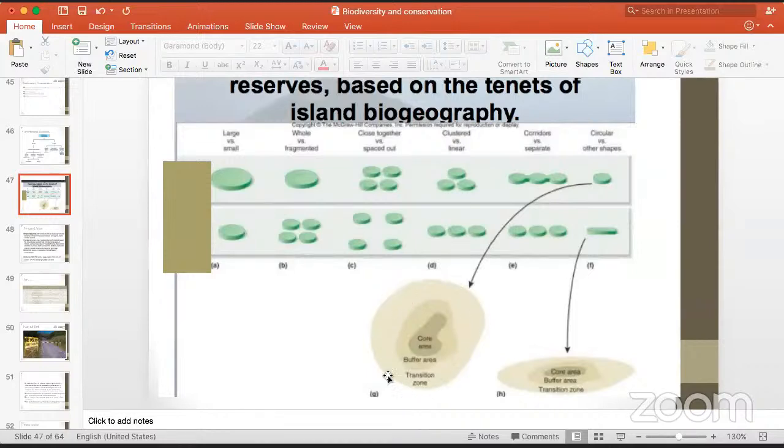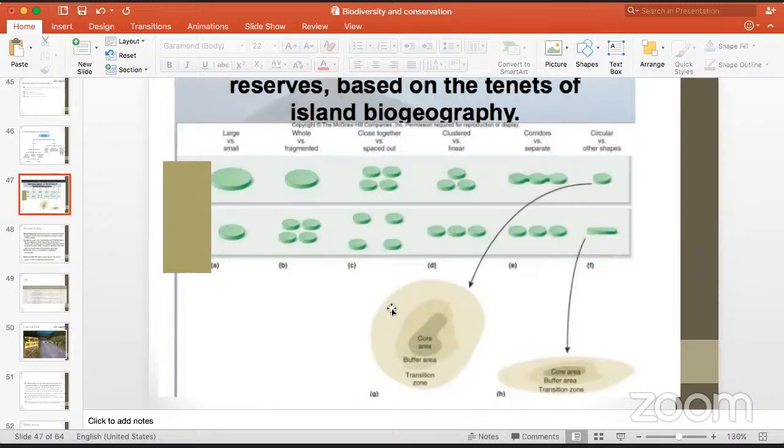Then the outermost area is called a transition zone, wherein tourism activities are allowed. So your wildlife safaris, photography, tourism. Also, there can be village settlements, some amount of farming. So all that is permitted within the transition zone. But that is not allowed inside the core area. And every national park has a core area, a buffer area, and a transition zone.